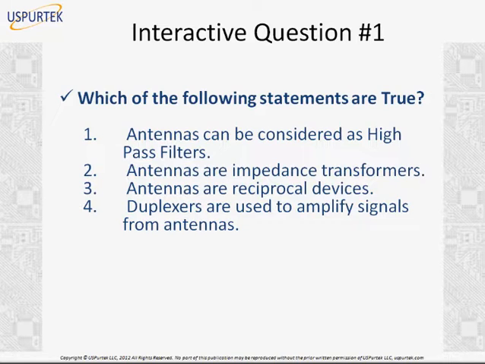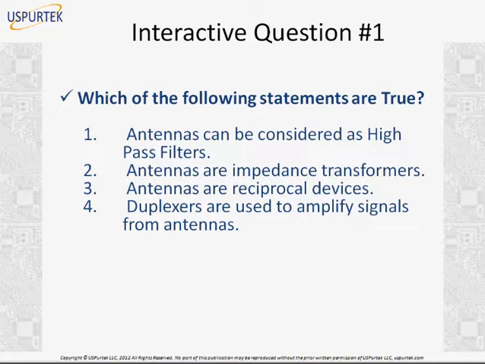You can write your answer number in the text box so that you can communicate with B, like which answer you think is correct. So the first is antennas can be considered as high pass filters. Number two is antennas are impedance transformers. Number three is antennas are reciprocal devices. And number four is duplexes are used to amplify signals from antennas.